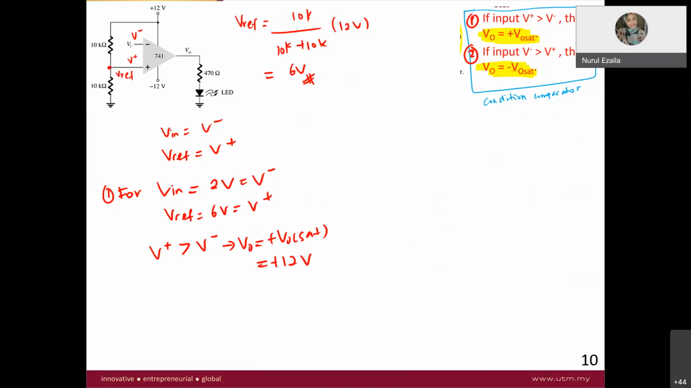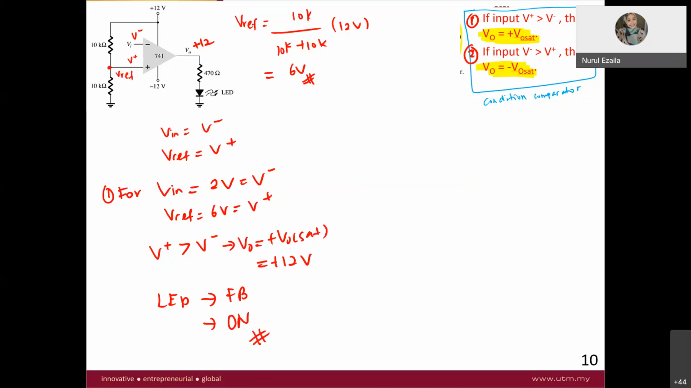Okay, so you need to do the same thing again for the condition. So when V out equals plus 12 volt, can you all straight away determine whether the LED is forward bias or reverse bias? Forward bias, yes. Forward bias, and the LED will be on. So this is the answer.